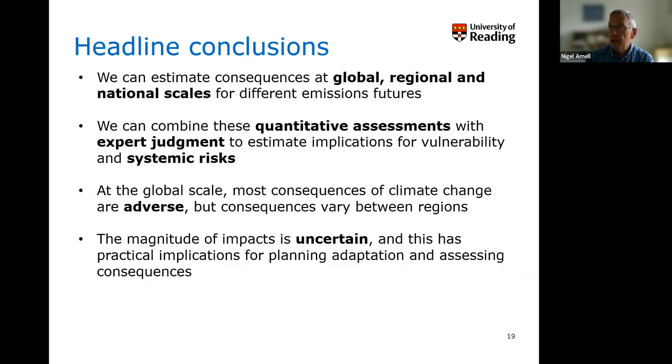So to conclude, we do have the technologies to estimate the direct consequences of climate change. There are some big technical challenges, and there are some related to particular indicators that I hadn't talked about, which pose additional complications. It's really interesting to try and work out how we can combine this quantitative information robustly with qualitative information and expert judgment, in order to estimate the really big risks that often are of concern.